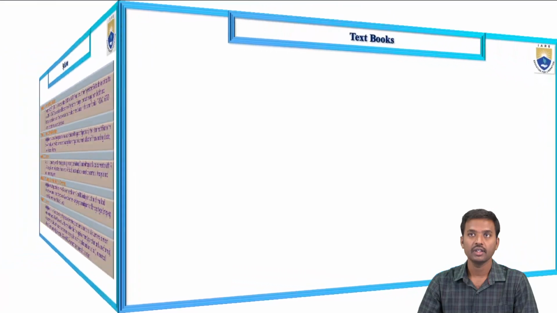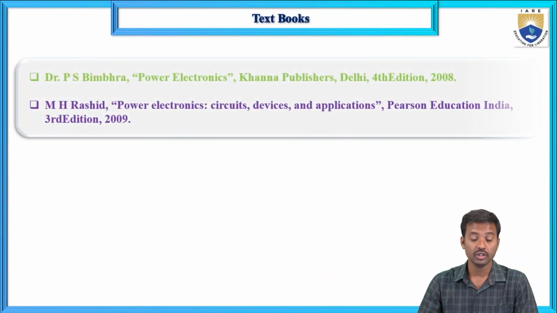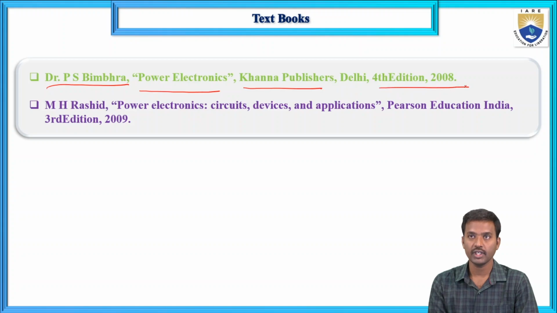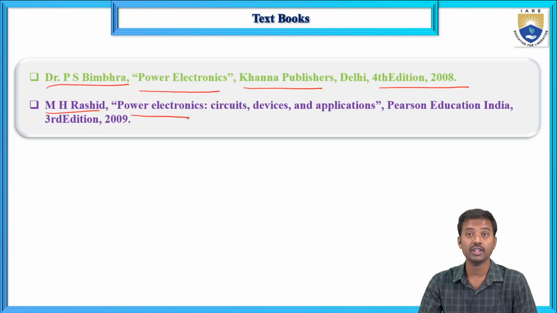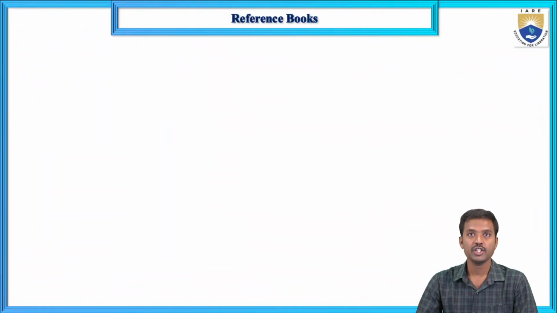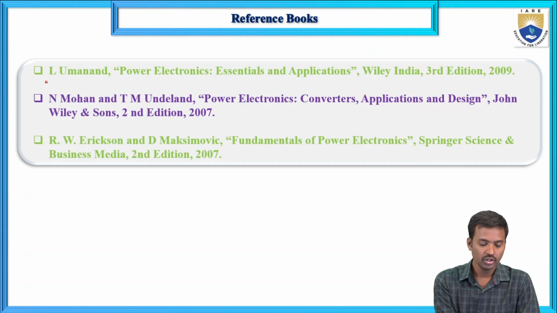So first, textbooks for this subject. The best book for this subject is P.S. Bimbhra, Power Electronics, Khanna Publishers, 4th edition 2008. And for problems, M.H. Rashid, Power Electronics: Circuits, Devices and Applications, Pearson Education India, 3rd edition 2009.